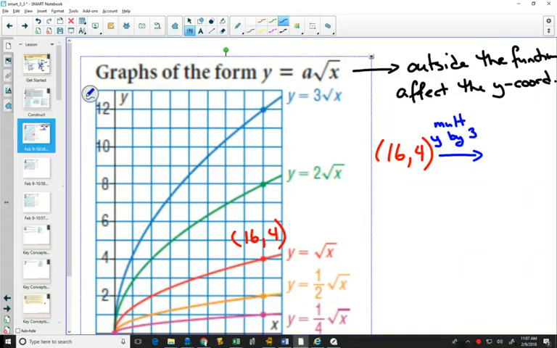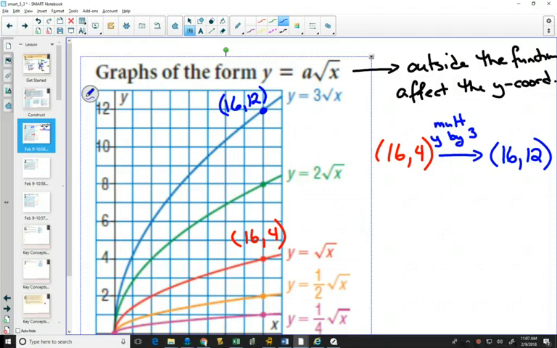Well, what happens to the point 16, 4 as a result? If I multiply my y coordinate by 3, it's now going to be 16, 12. Notice that's the point on my blue graph that corresponds to the point on my red graph.